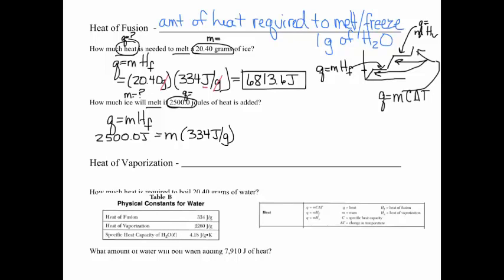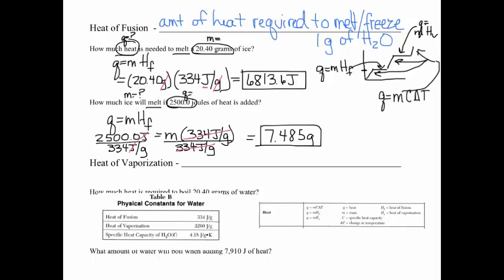To get the M alone, I would divide each side by 334 joules per gram. My joules are going to cancel out, and I'll have 1 over grams, which works out to be just grams. These cancel out, and I'll be solving for M, which would be grams. So we do 2,500 divided by 334, and we get 7.485, and our units are grams.